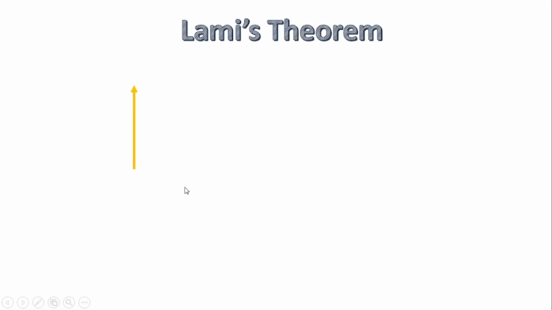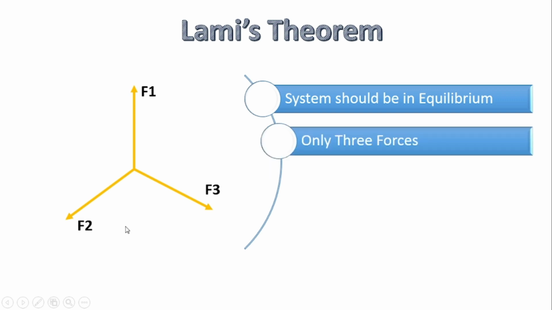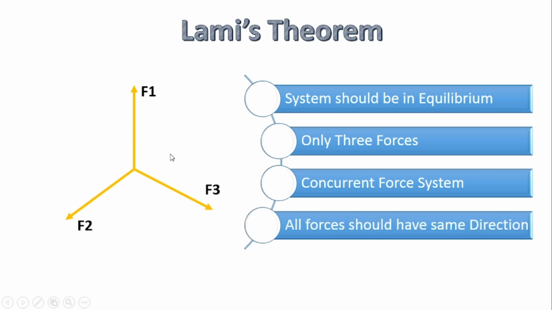Now we'll see what Lami's theorem is. Here we have force number 1, force number 2 and force number 3. Let us see whether it satisfies the conditions or not. We'll assume that the system is in equilibrium, so the resultant of the system is equal to 0. Then only 3 forces are acting on the system, F1, F2 and F3. Concurrent force system: the line of action of all the forces passes through a single point, so this is a concurrent force system. All forces should have the same direction. F1, F2, F3 are all pointed in the same direction, the outward direction. So it satisfies all 4 conditions, and here we can apply Lami's theorem.